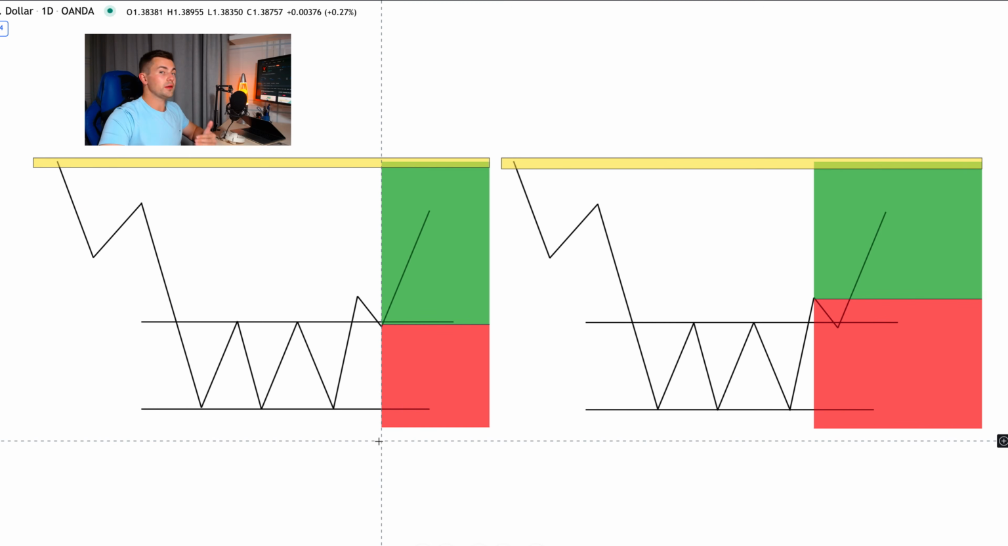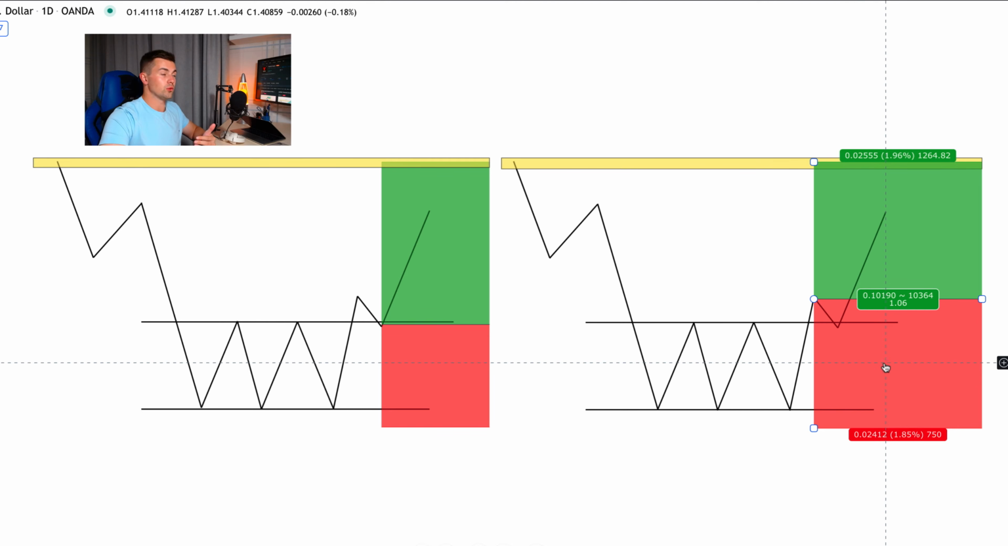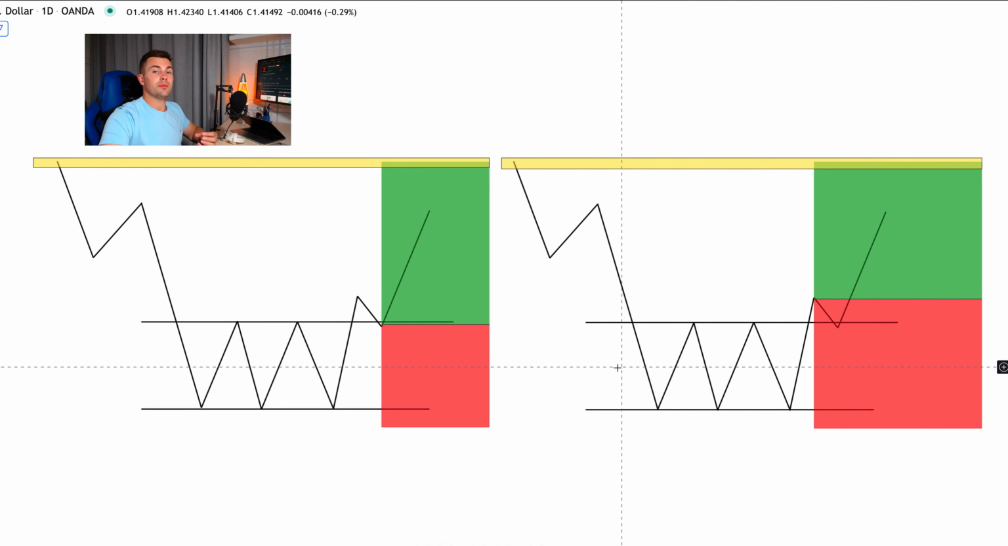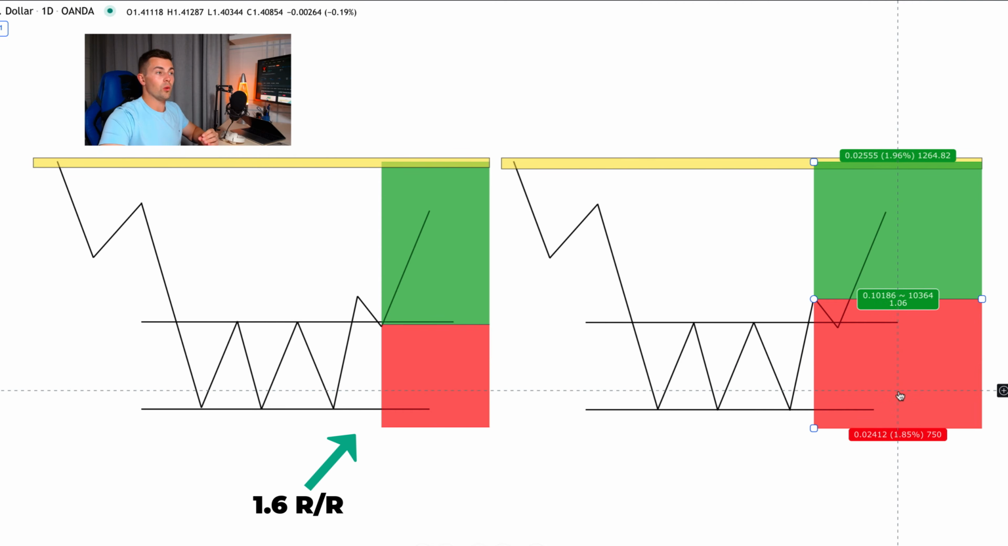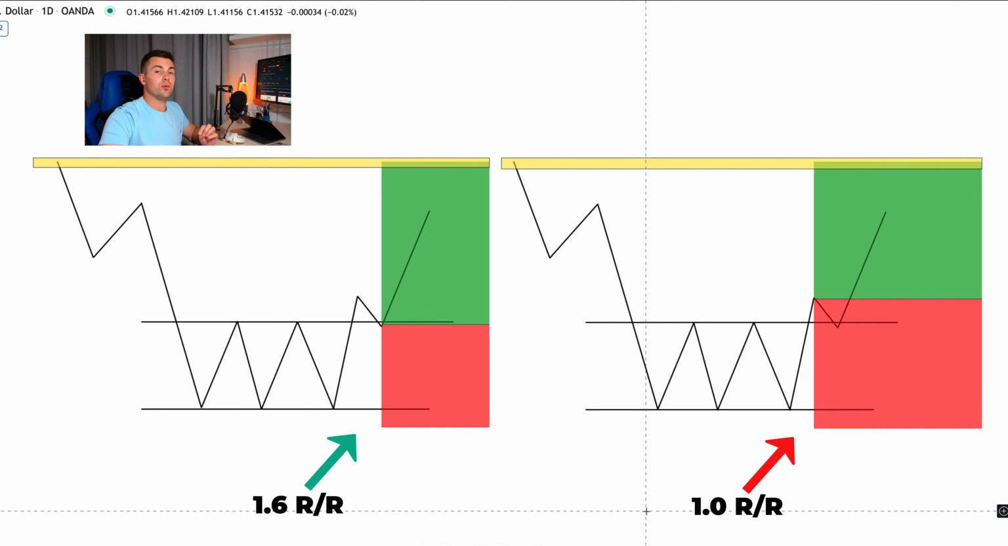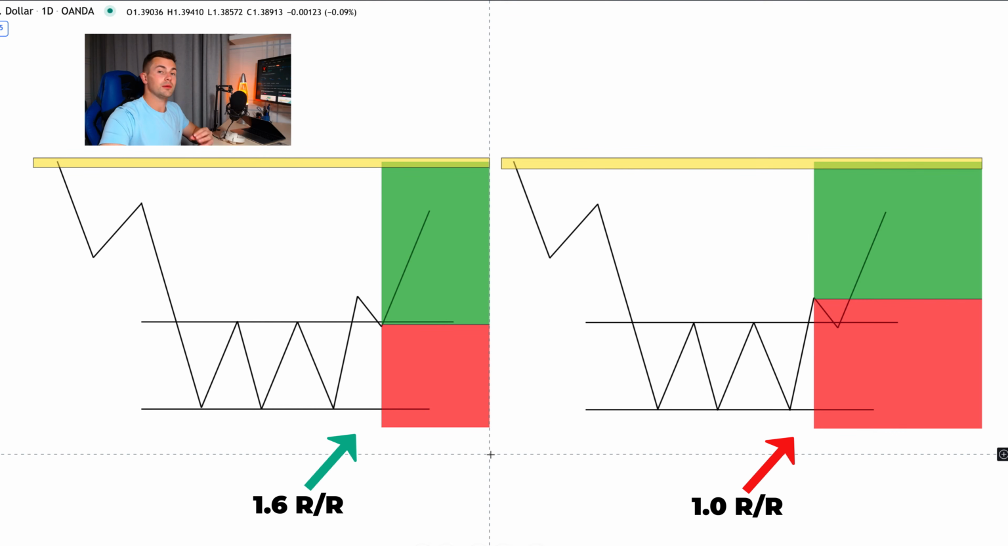So what is the main difference right here? Obviously, the main difference is risk to reward. Being patient, not being aggressive, we get almost 1.6 risk to reward, while being aggressive, we get 1-to-1 risk to reward. The main point is that patience always pays. Being patient, we can get better, safer entries.